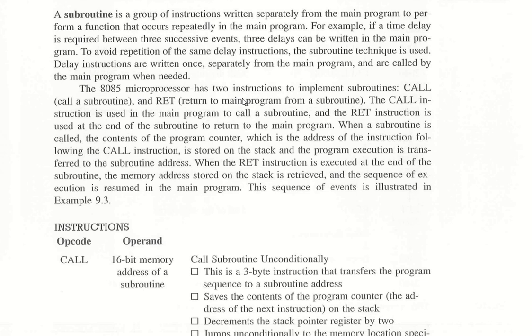The microprocessor 8085 has two instructions to implement subroutines: call and ret. Call is used to call a subroutine, and ret is used to return to the main program from a subroutine. If you want to call a subroutine, use the call instruction. If you want to return to the main program from a subroutine, then just write return. Some people also call it a return.